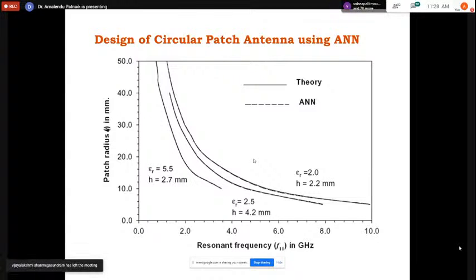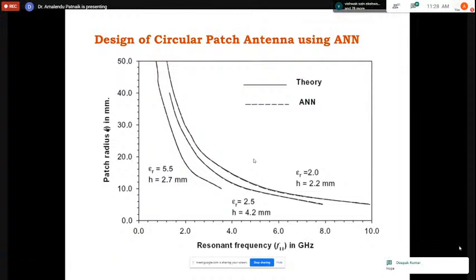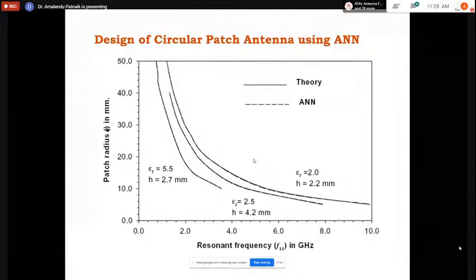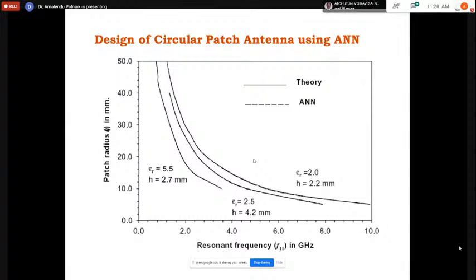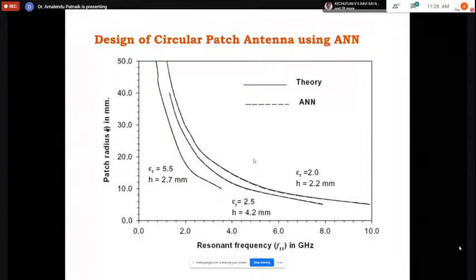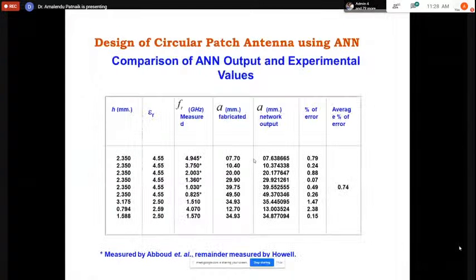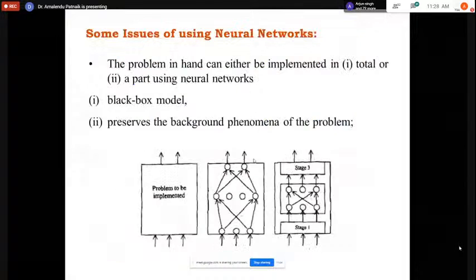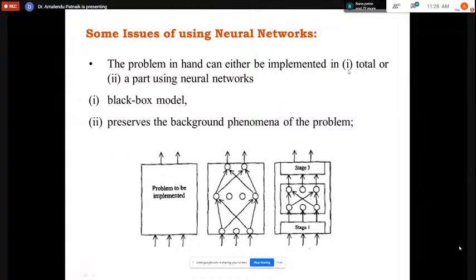But as discussed in this particular example, because finding out the radius using that particular formula gives rise to an iterative equation, to avoid that particular iterative problem, you can opt for a neural network. Okay. The comparison results. Okay. So some issues of using neural network, the problem in hand can either be implemented in total or a part using neural networks.